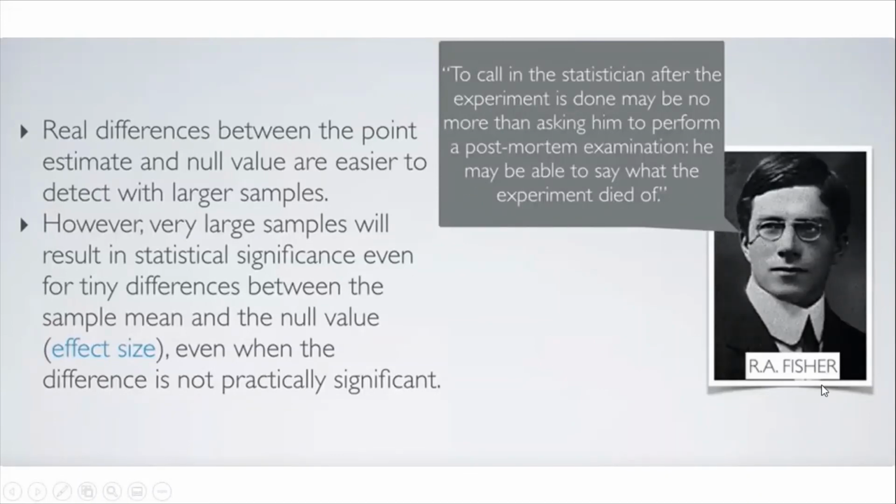So again, this is Ronald Fisher, who was a very well-known statistician. To consult the statistician after the experiment is done is maybe no more than asking him to perform a postmortem examination, which is well said, right? He may be able to say what the experiment died of. So that's why when we conceive or design a study, we should include everyone. Some experts who know the context, and someone who is very knowledgeable, say in the epidemiology field, and you are doing the study, so you need a statistician and other experts in different areas. So definitely we need the statistician.